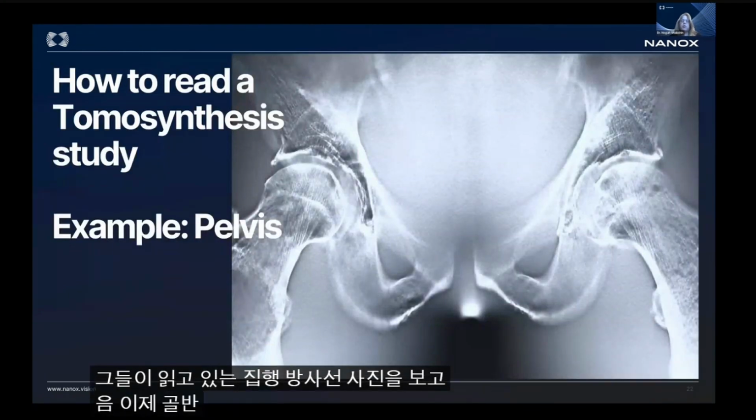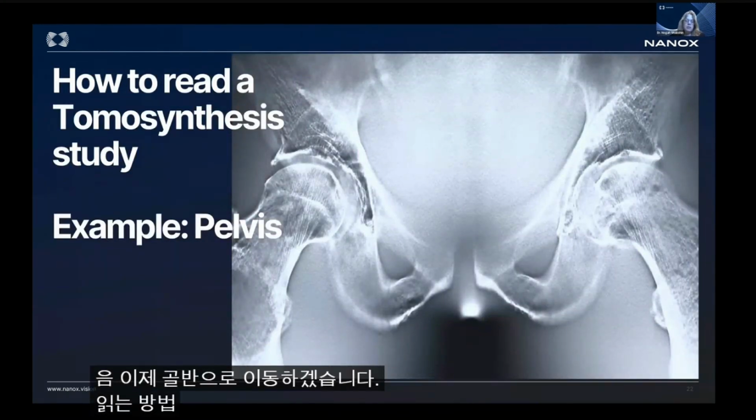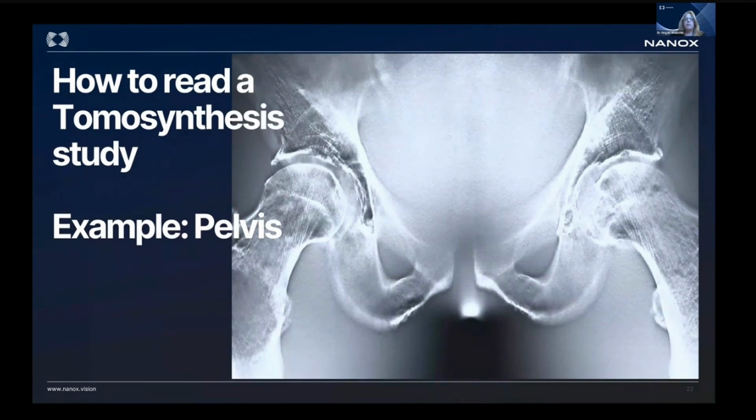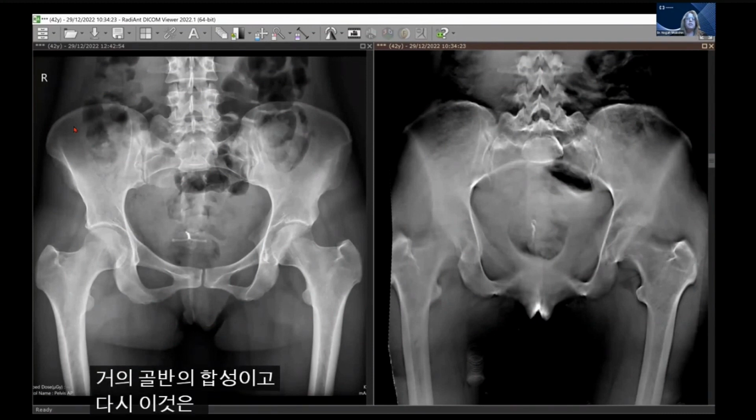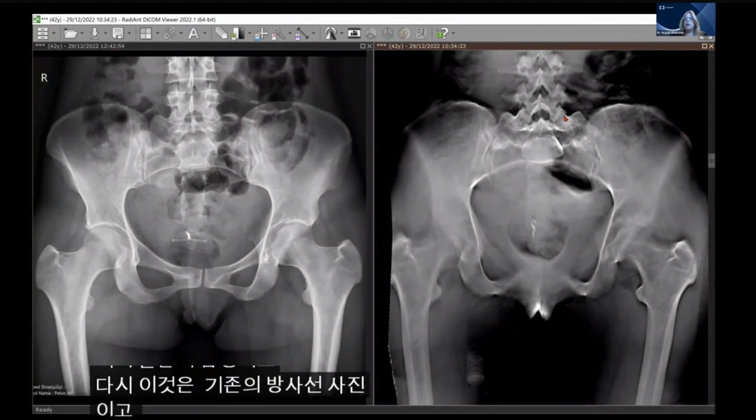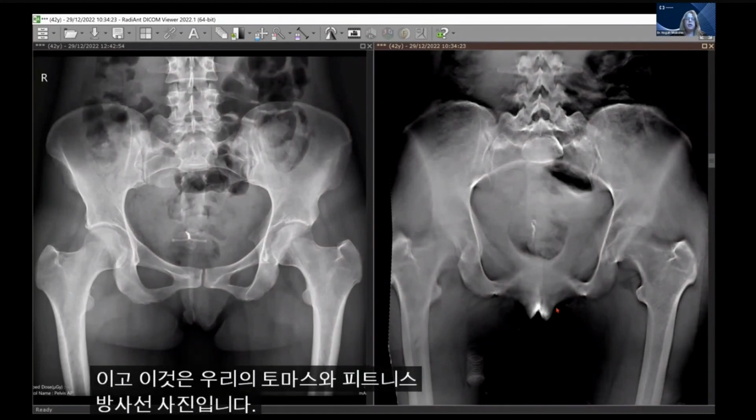And now let's move on to the pelvis. So let's look at how to read a tomosynthesis of the pelvis. And again, this is a conventional radiograph, and this is a tomosynthesis radiograph.